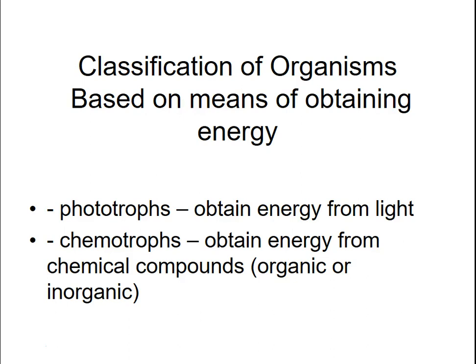Humans would be chemotrophs. We obtain our energy from chemical compounds. In our case, it's going to be from organic chemical compounds. There are some bacteria that are able to obtain their energy from inorganic chemical compounds. They would still be chemotrophs.